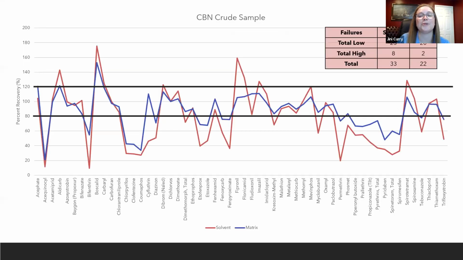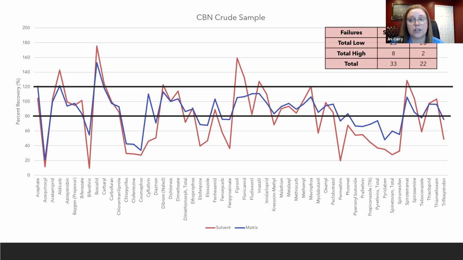Here is our fun sample. This is a CBN crude sample that we received. And this sample only had about 28% CBN in it. It was very distillate-like, very thick. We don't really have any idea what else was in that. And you can see that whatever else is in that is clearly impacting the recovery of these spikes. And so this is something that you need to be on the lookout for as well.